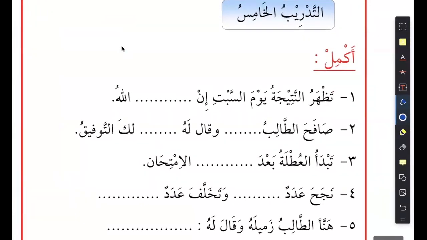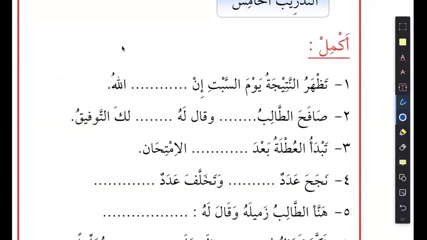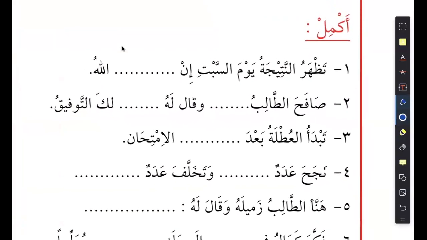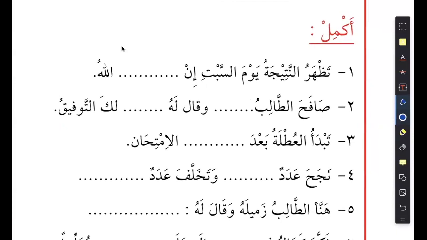Then we have التدريب الخامس. It says أكمل. تظهر النتيجة يوم السبت, in this one should be easy. إن شاء الله. The result will appear. ظهر يظهر, it means to appear, on Saturday, inshallah.